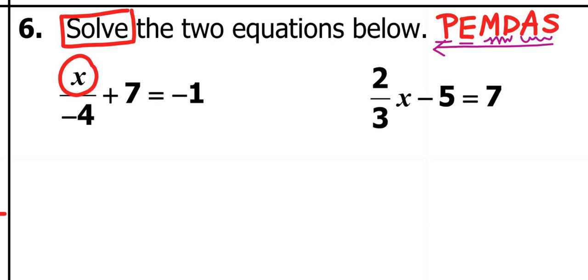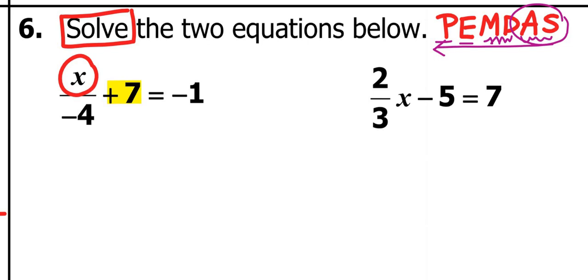Okay, so let's start looking at this problem. The x is being divided by -4, and then 7 is being added. Remember, we're going to deal with the addition and subtraction first. So I'm going to start with the +7, and we're going to get rid of that first.